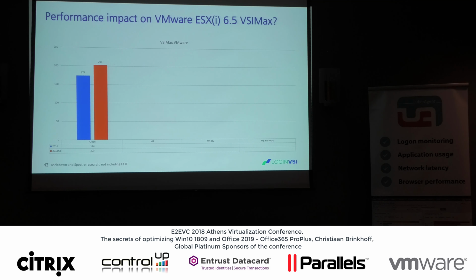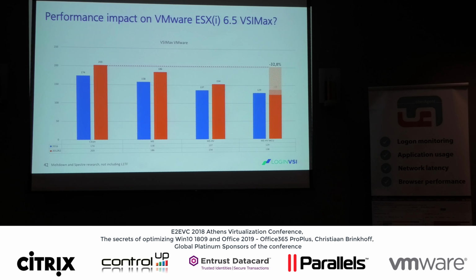On the left side, that's just the clean one. After applying the Microsoft patches, you see a little bit of degradation. After applying the hypervisor patches, you see another huge degradation, and in the end, you see about 32% degradation when you apply the Spectre or Meltdown patches. So it's good to know when you're an ISP or using a shared data center platform: if you don't increase your resources, then you're probably in trouble with your customers.